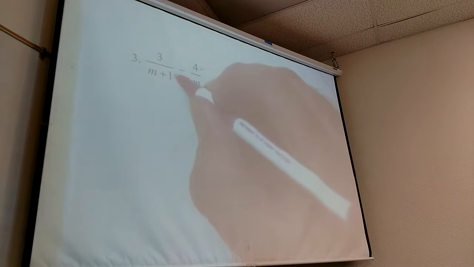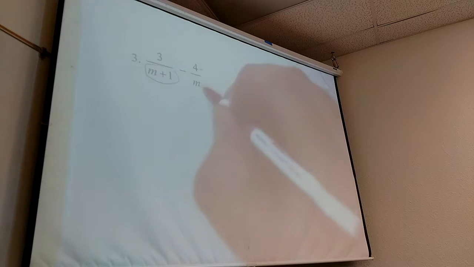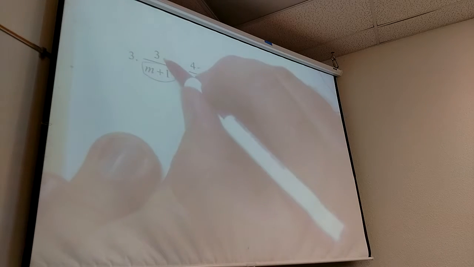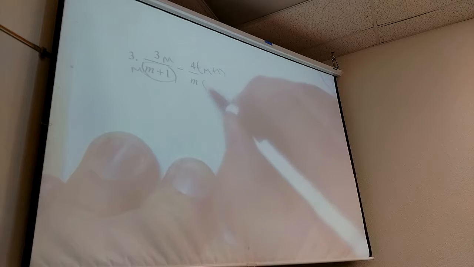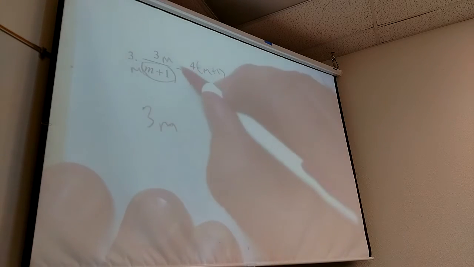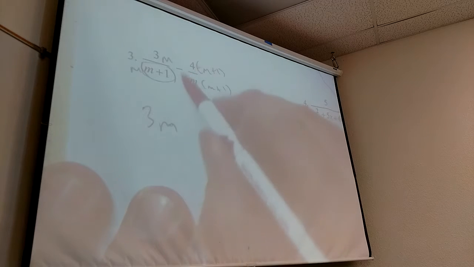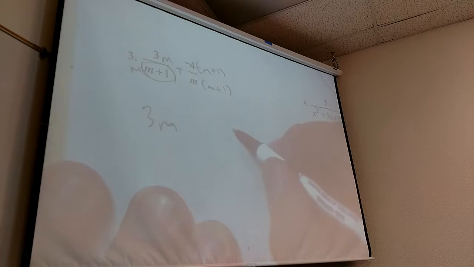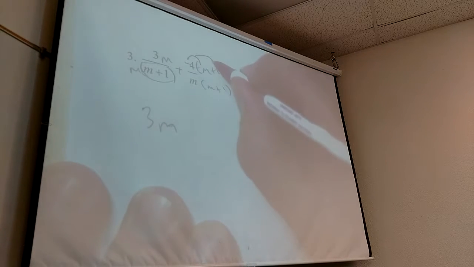So, on this one, what's he got on the bottom? m plus 1. He's got an m plus 1, and he's got an m. So, of course, they're missing each other. So, this guy needs an m, and this guy needs m plus 1. So, we get 3m. Now, here's what I do with the negative if you want to. You can make it plus a negative. Remember doing that a long time ago? Because then you don't forget to distribute the negative.